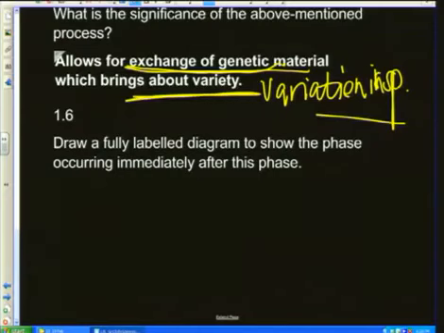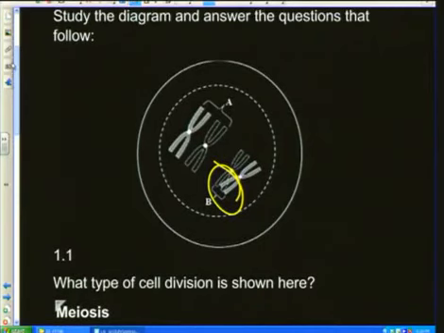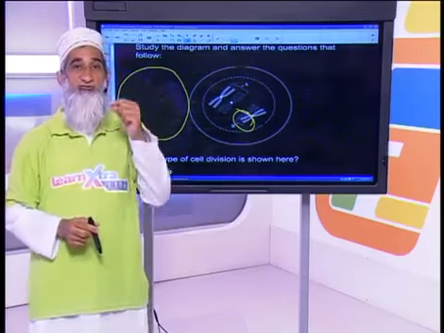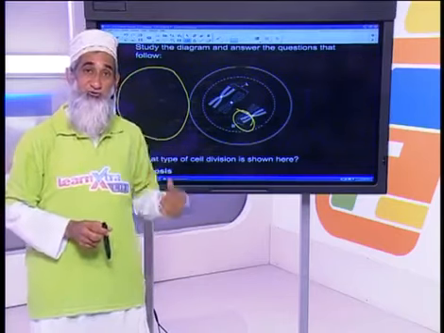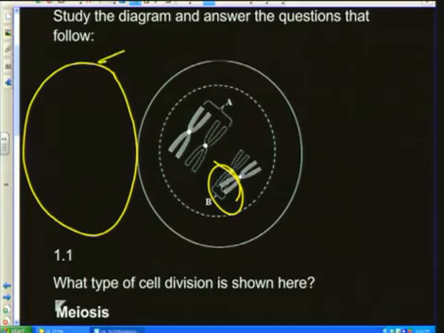Draw a fully labeled diagram to show the phase occurring immediately after this phase. So let's go next to this one here, then we know what we're talking about. For a start, what are we talking about? We are talking about metaphase 1. So obviously we will still have the cell membrane. Remember in the exams, when they draw a membrane on the outside, it's not the nuclear membrane, because the nuclear membrane disintegrates during prophase 1. Okay? So let's label it while we're there: cell membrane.